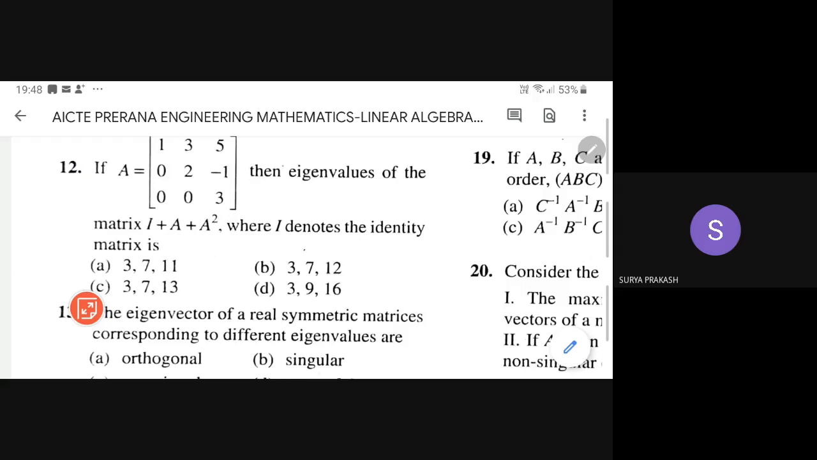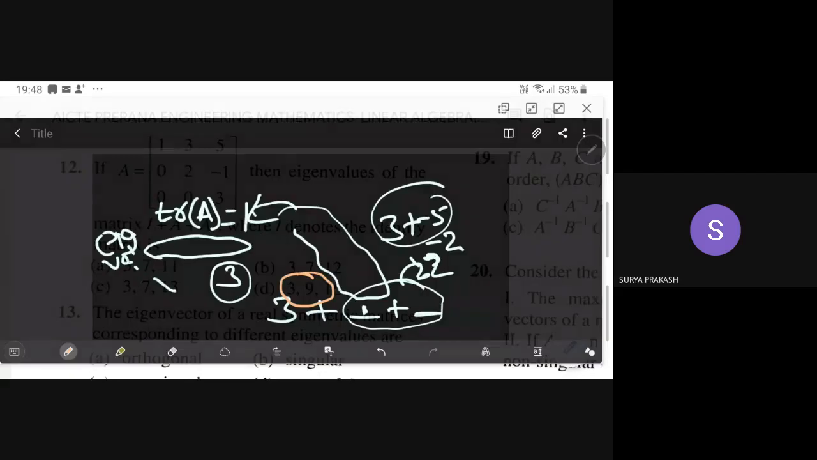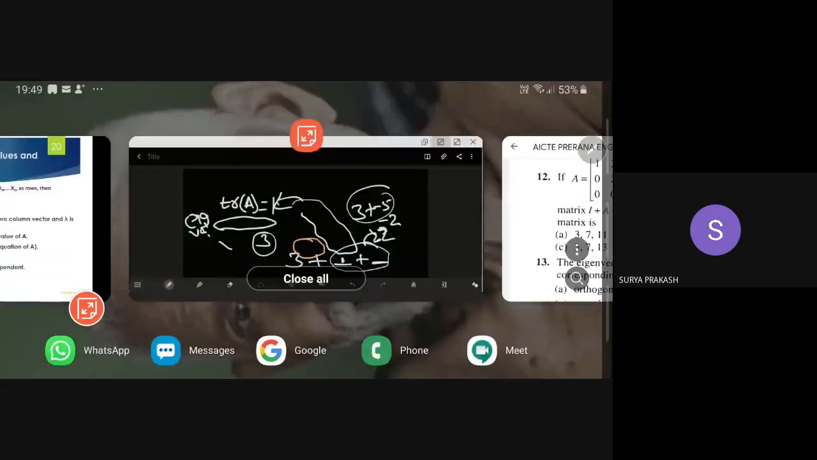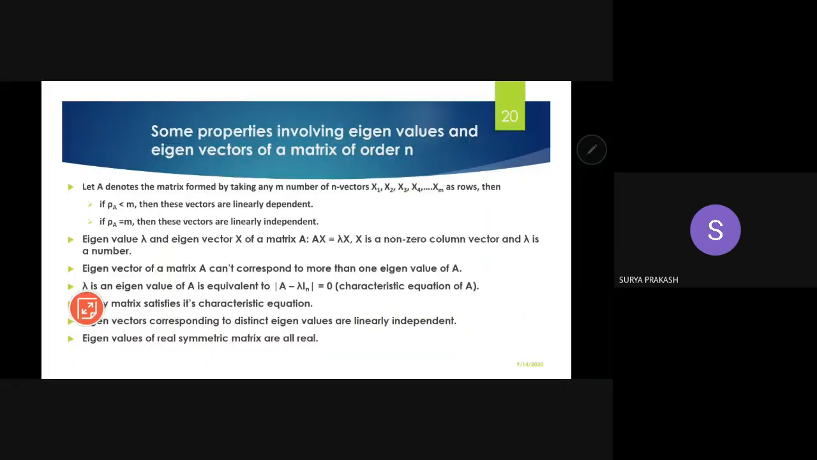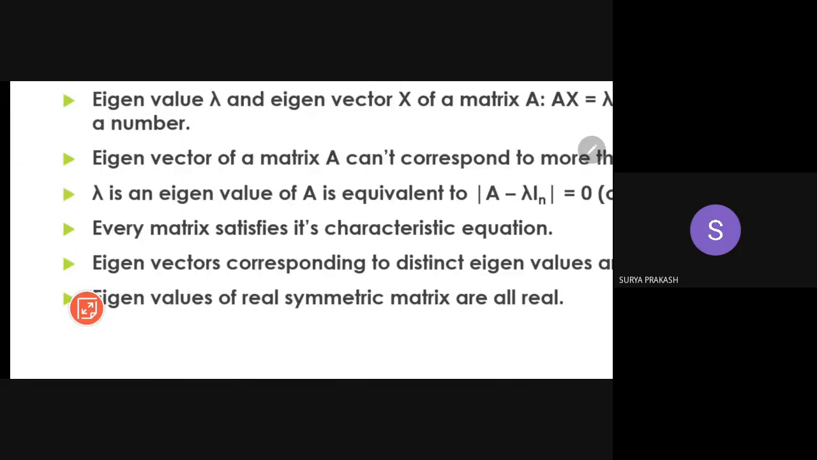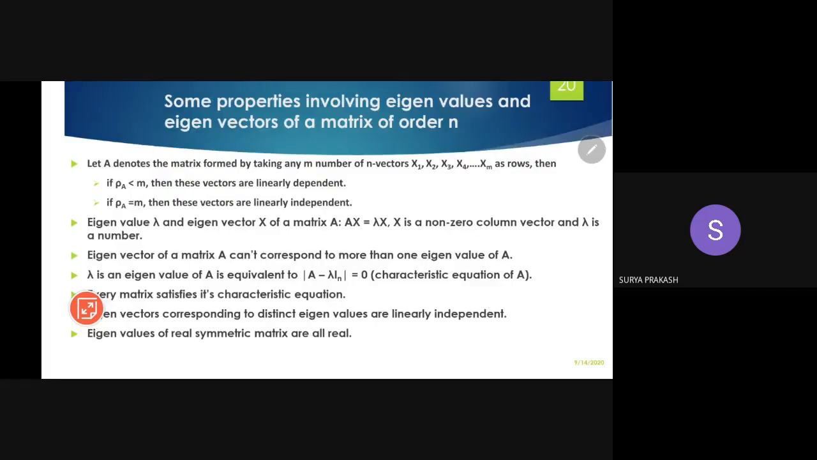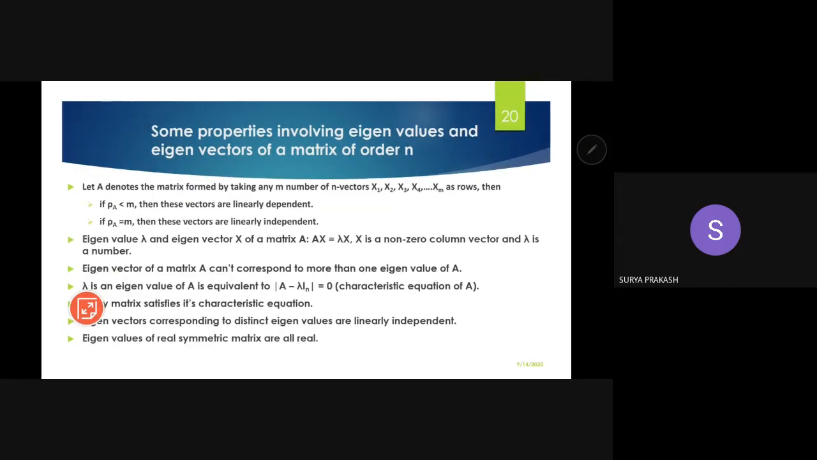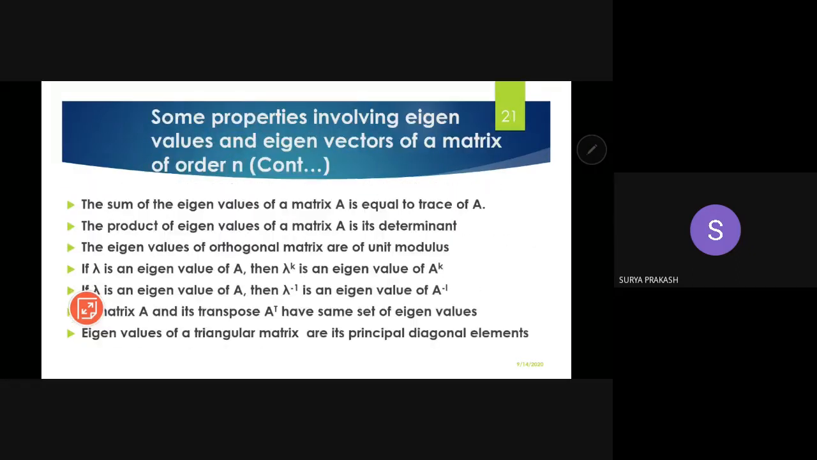Can anyone tell? You just look at this slide, which properties one can effectively make use of. This slide is available in Google Drive, in the classroom folder. It is not there here. You have to go for the second slide, I think. Next slide.